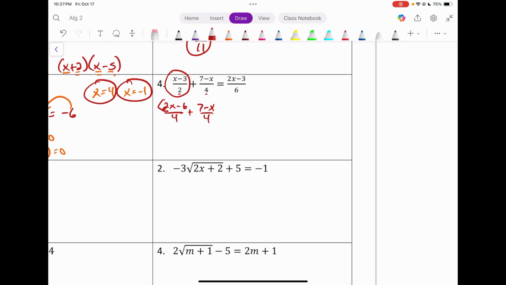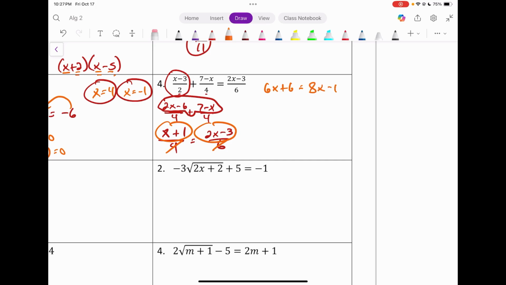Combine all your like terms on top. 2x combines with negative x, which gives me 1x. Negative 6 and 7 combine, which gives me plus 1. So now x plus 1 over 4 equals 2x minus 3 over 6. Now we can solve it like we did before. To get rid of divided by 6, we're going to multiply by 6. To get rid of divided by 4, we're going to multiply by 4.